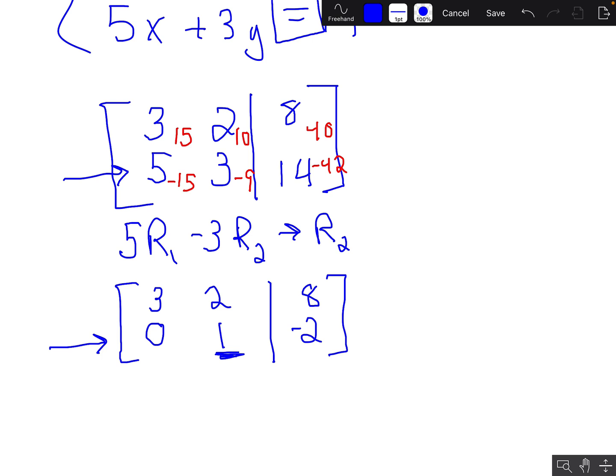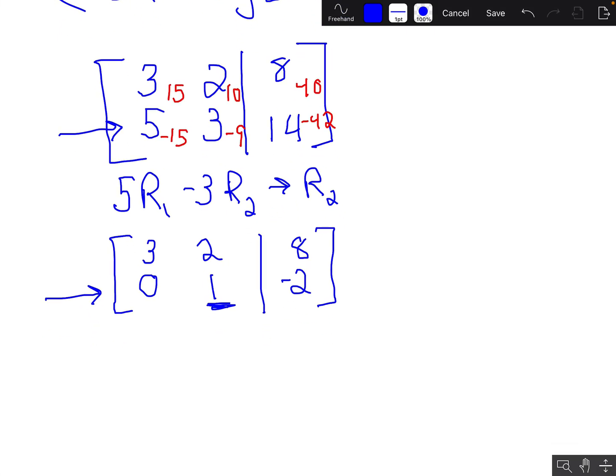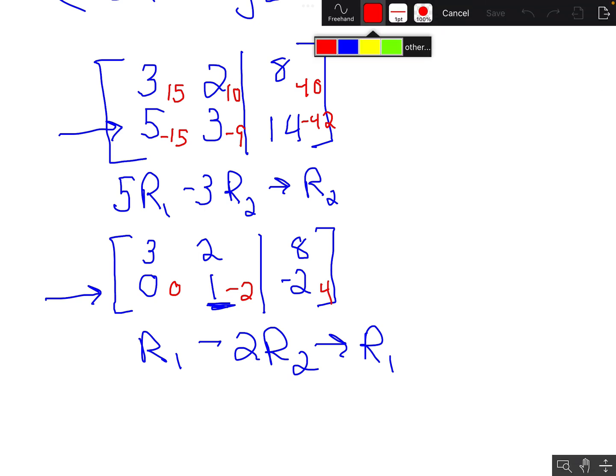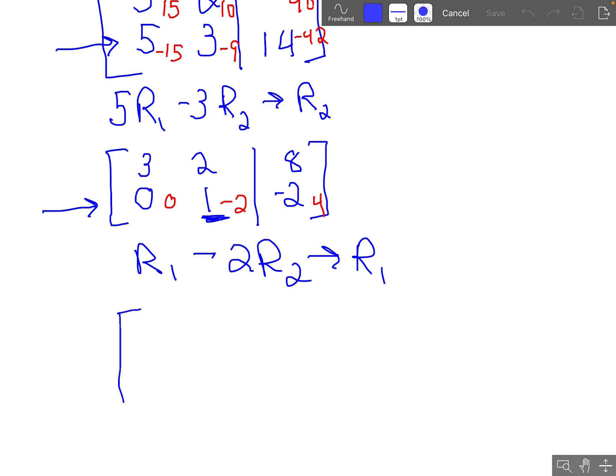If it had been something like a 7, I would have multiplied row 2 by 1/7, just as we have previously. Now I'm going to use that 1 to eliminate the 2 right above it, okay? So in order to do that, I'm going to take row 1 minus 2 times row 2 in for row 1. Okay, so I'll do my multiplication again. So here, negative 2 times row 2, negative 2 times 0 is 0. Negative 2 times 1 is negative 2. Negative 2 times negative 2 is positive 4. And now row 2 will not change, right? We've already figured that out.